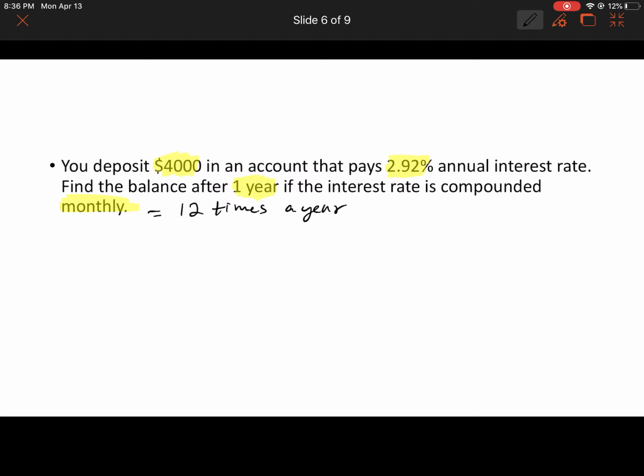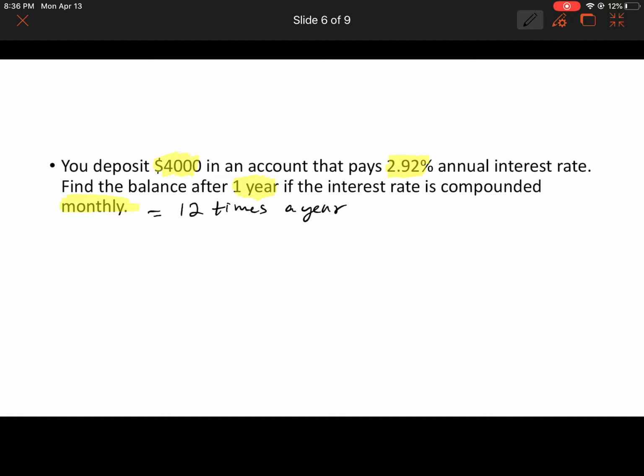Okay. If I had said, oh, well, it's going to compound daily, well, then you might want to think, how many days are there in a year? There's 365 days, so it would compound 365 times a year. Okay, if it was daily. Okay, monthly means 12, quarterly means 4 times.